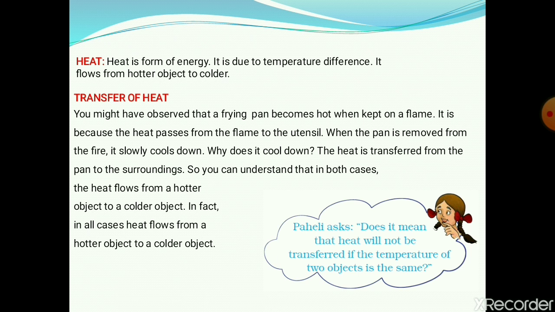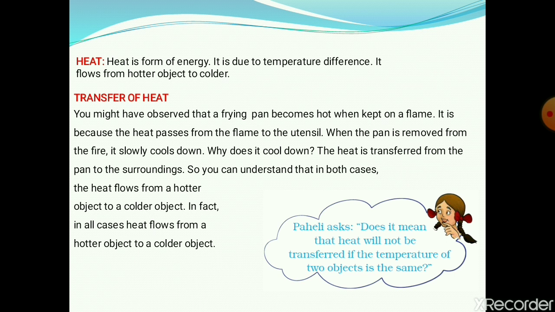Transfer of heat. You might have observed that a frying pan becomes hot when kept on a flame. It is because the heat passes from the flame to the utensil. When the pan is removed from the fire, it slowly cools down. Why does it cool down? The heat is transferred from the pan to the surroundings.